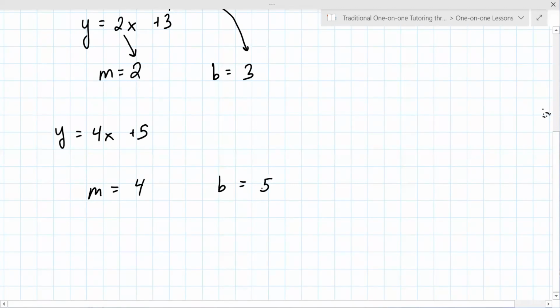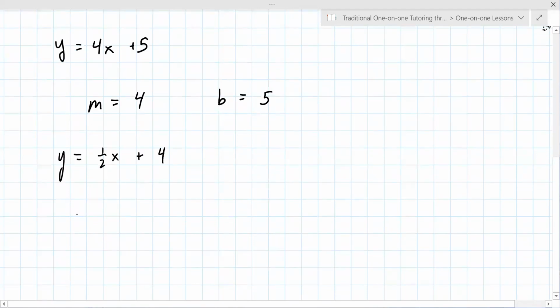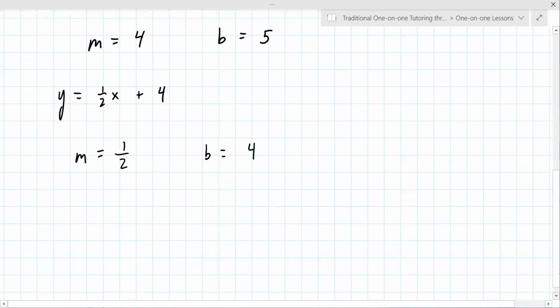Okay. Now, for the next one here, let's say y equals 1/2 x plus 4. What is the slope? What is the number in front of x? 1/2. That's right. And the b is the other number, which is 4. So it doesn't matter whether it's a fraction. Let's look at another example.